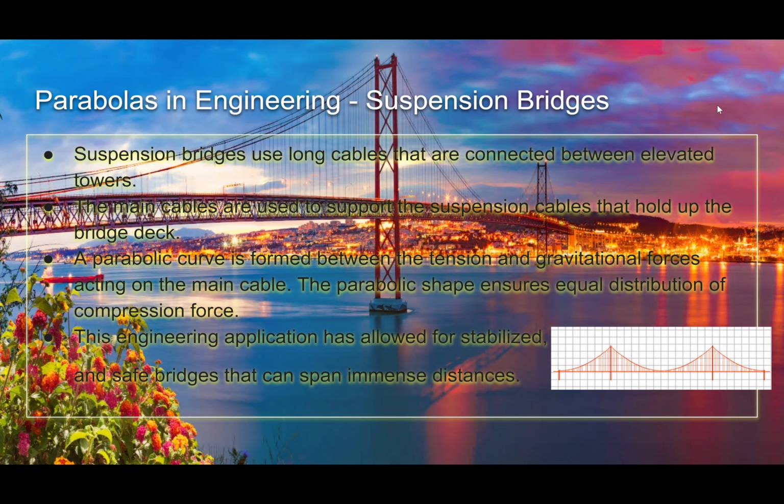Parabolas are used in suspension bridges as a form of creating stable and safe structures using mathematical ingenuity. Suspension bridges use long cables that are connected between elevated towers. Its main cables support the suspension cables that hold the bridge deck. The parabolic curve seen acting on the main cable is formed between the tension and gravitational forces acting on it. The parabolic shape ensures equal distribution of compression forces. With reliable engineering applications, suspension bridges can safely span long distances.